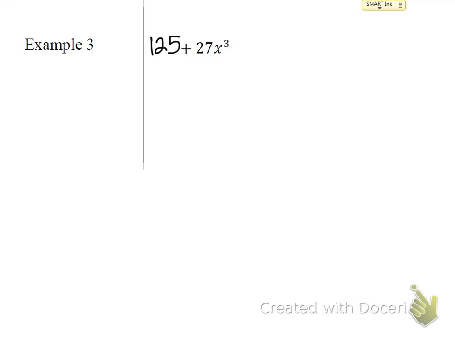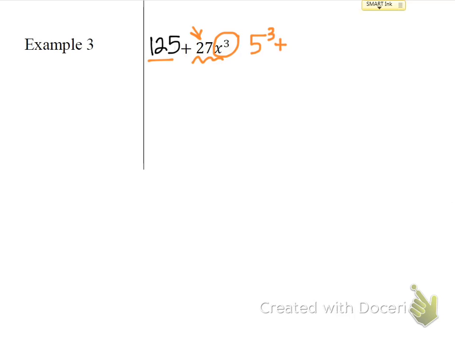Example 3, I have 125 plus 27x cubed. So I need to rewrite this first so that I have my bases. Let's first look at 125. 125 is the same as 5 to the third power. So now I have a base of 5 plus. Now if I look at 27x cubed, this is x cubed, but 27 is not part of my base because it doesn't have a cube attached to it.